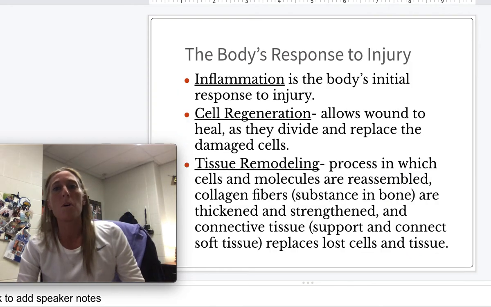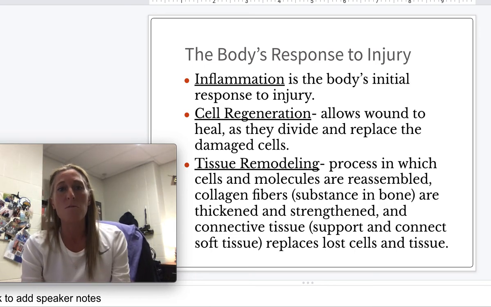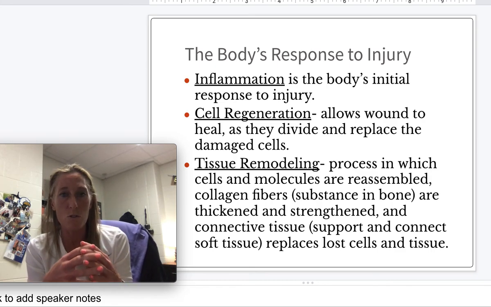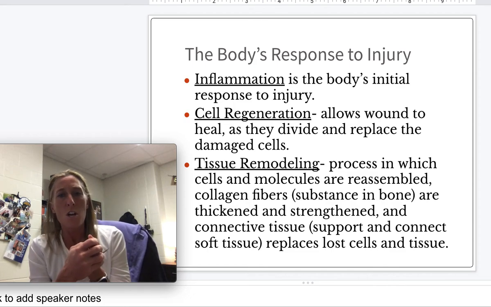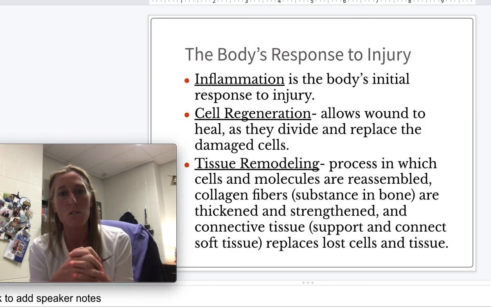Our body's response to injury. The first thing that our body is going to do is we take blood to the area. Our body sends extra blood because it knows there's an injury there, and that causes inflammation. We don't like inflammation because it doesn't feel very good, but inflammation is actually our body trying to heal itself and bring nutrients to the cells. But that's your initial response, is just to swell or inflammation.